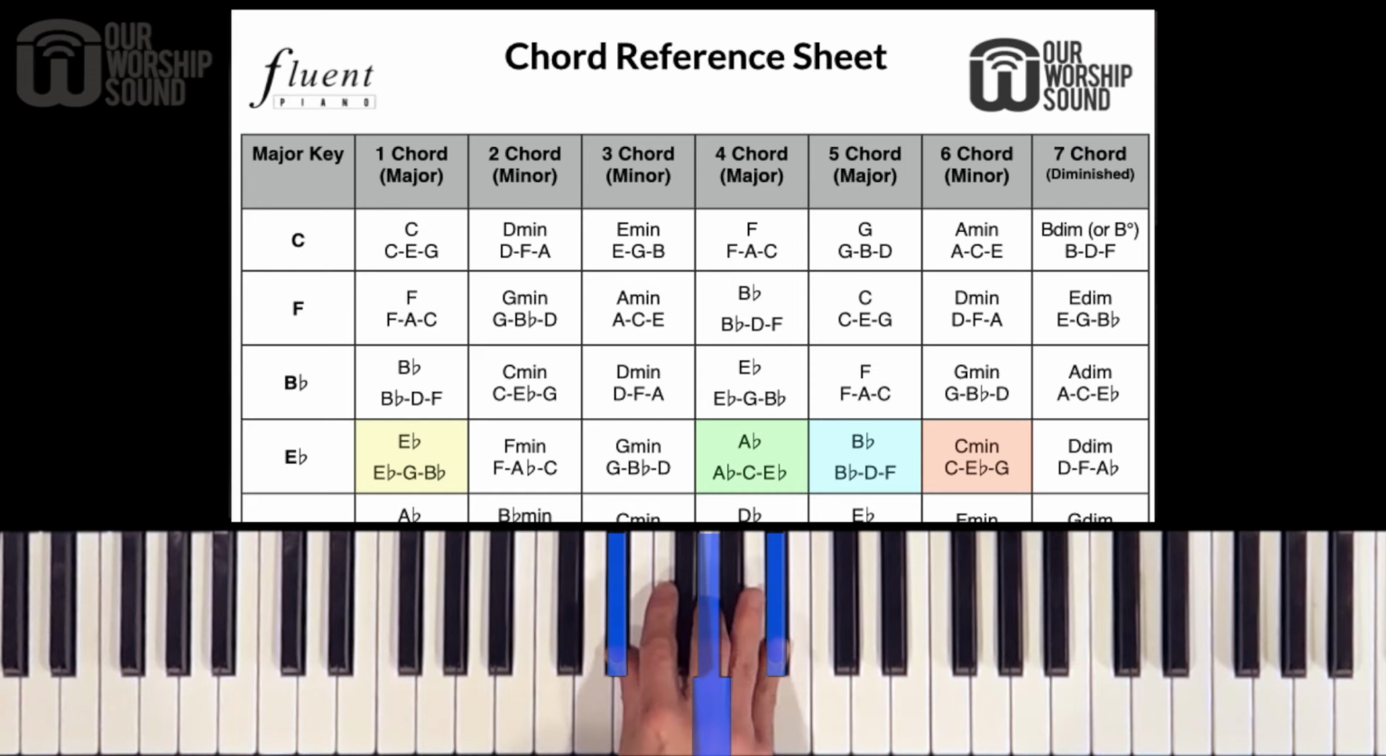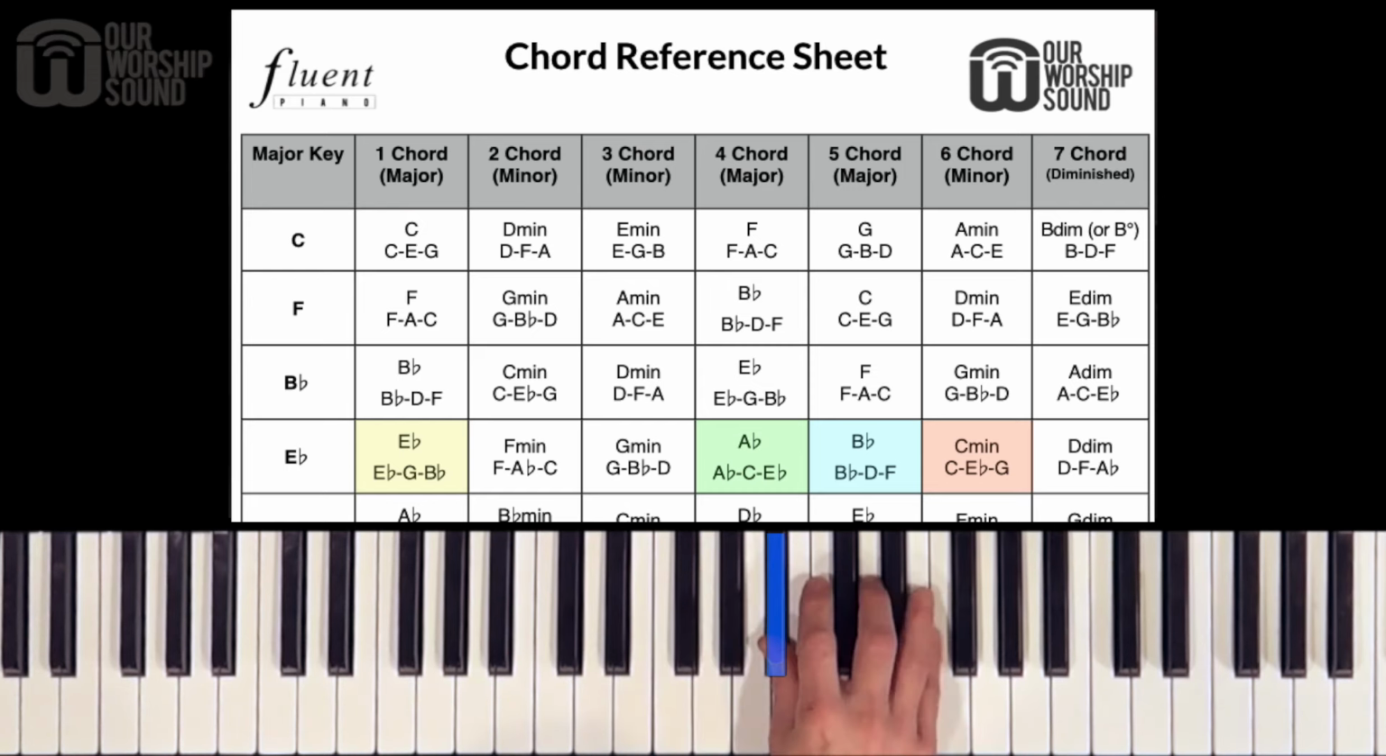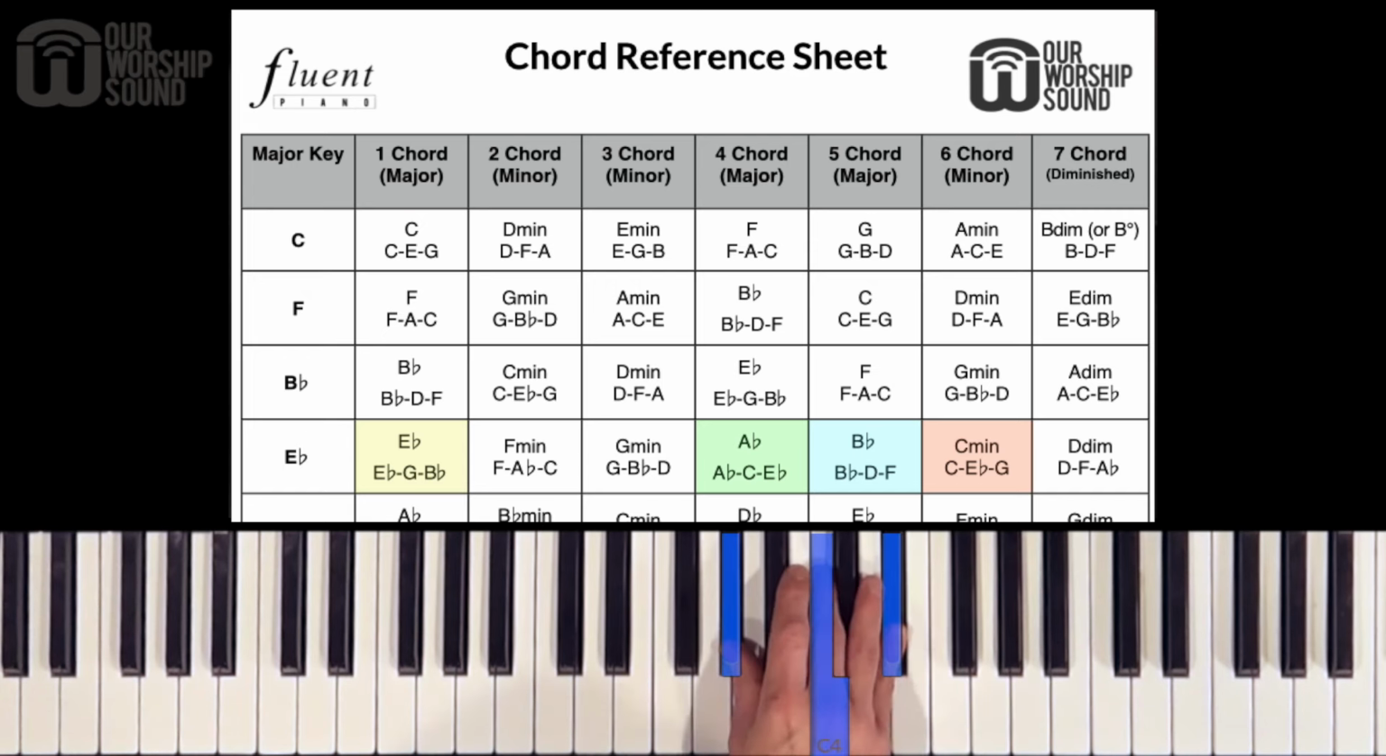But E flat is built on the first note of the E flat scale. B flat is built off the 5th note of the scale. C minor is built off the 6th note of the scale, and A flat is built off the 4th note of the scale. So that's why they have those numbers: 1, 5, 6, and 4.